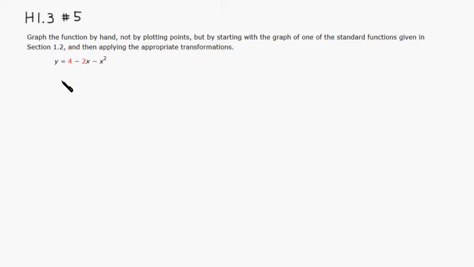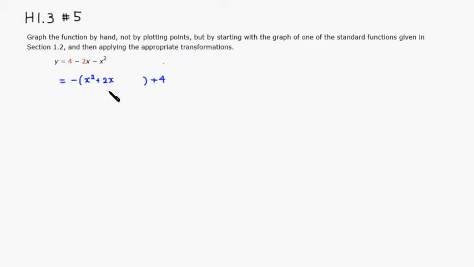First, I don't like to have a number in front of x squared, so I'm going to pull that out. It's the negative pulled out, so it's going to be positive x squared. I'll do the same thing with negative 2x: negative sign pulled out, so it's going to be positive 2x. Then we'll take care of the plus 4 later, so I'm going to put plus 4 at the end.